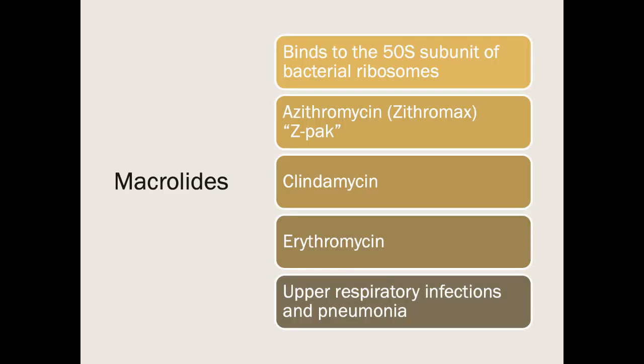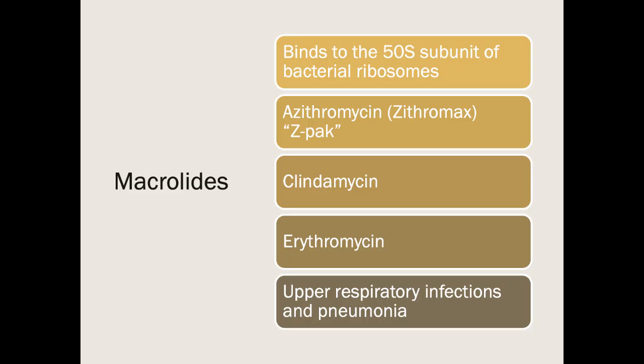Then we have our macrolides. Moving on from the 30S, we go to the 50S proteins. So these are binding to 50S proteins, and this is when we get into our Z-Paks, right? If you've ever gone to your doctor or the health center, and they think you might have a little bit of a sinus infection, they give you a Z-Pak. This is Zithromax, azithromycin. The Z-Pak, that's a macrolide, is a protein synthesis inhibitor. If you want to go a little bit further, there's also clindamycin and erythromycin. These are most commonly prescribed for respiratory infections, pneumonias, upper respiratory infections.